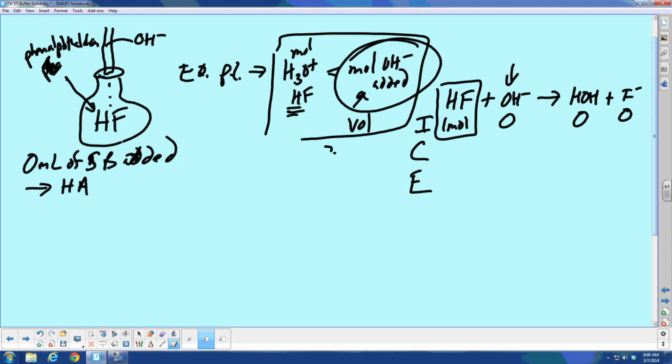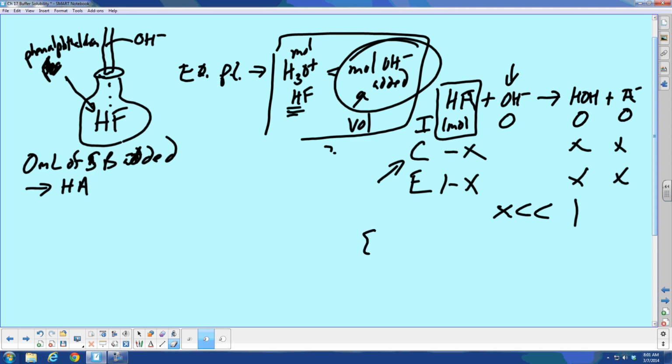We do ICE, right? We're going to use ICE. And here, let's change this to a more generic thing. We'll call this HA, and this will be A minus. There we go. So when we use ICE, we're going to do all the stuff, you know, minus X, plus X, plus X, initial concentration minus X. We're going to assume that X is much, much smaller than the initial concentration. And when you do that, what do we always get? We always get the hydronium concentration is equal to the square root of Ka times your initial weak acid concentration.